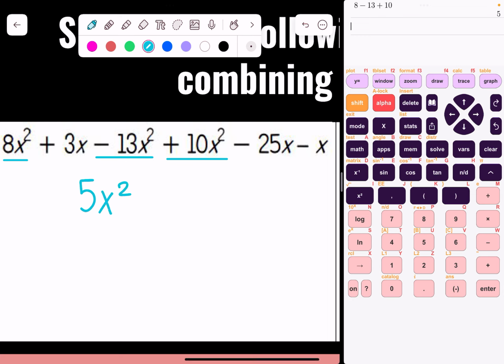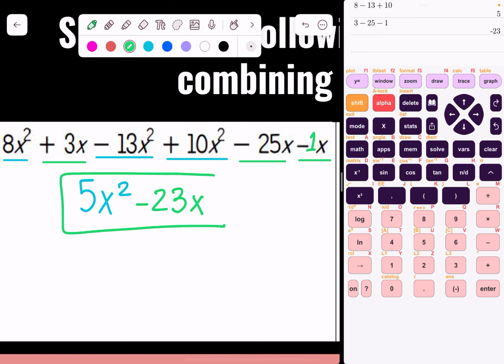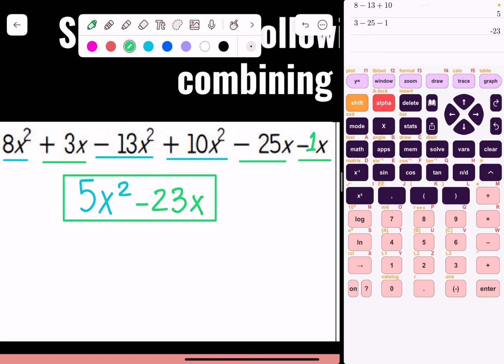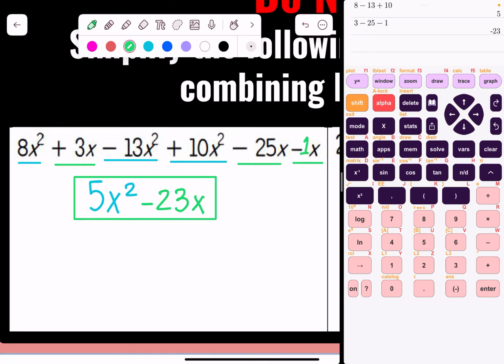Good. Then I have 3x minus 25x minus x. When I don't see a number, there's an imaginary 1. So this would be 3 minus 25 minus 1, which gives us negative 23x. Perfect. And that is fully simplified because there's no like terms left over. All right, let's look at the next one.